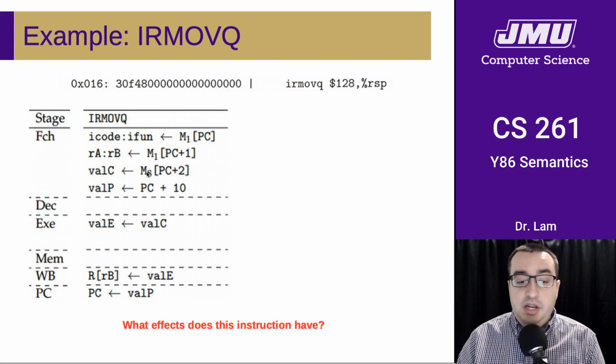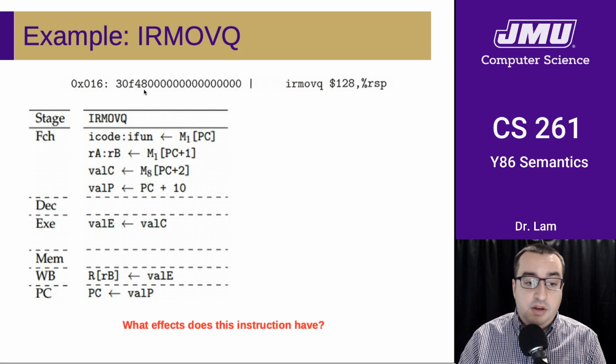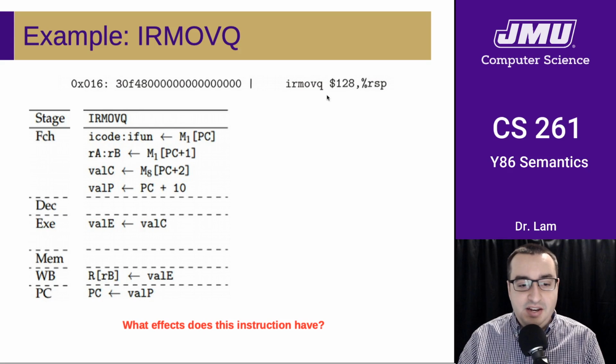Then we're going to read in 8 bytes for the literal value. So that's going to be the remainder of these bytes. And so we'll have to figure out what that value is. And if you work it out, you'll see that it's the 128 that we had here. And so we're going to take that value and save it temporarily in our CPU as val-c.